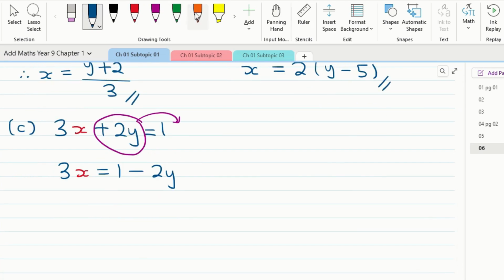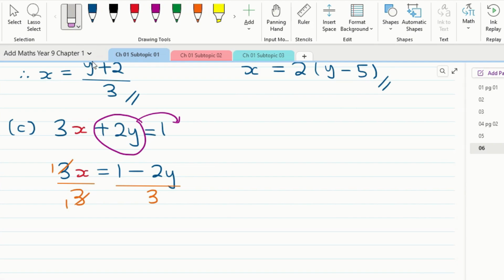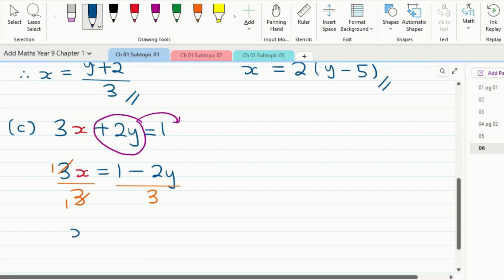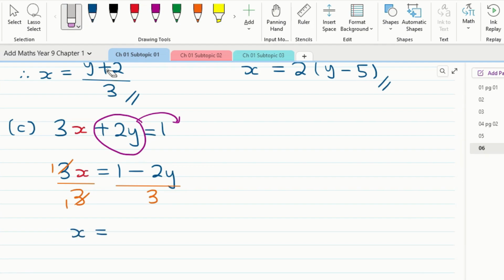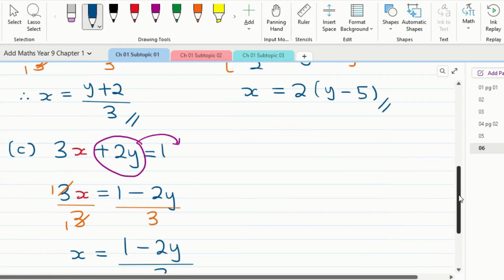And similar to the above example, you have to divide the whole thing by 3. But then on the left side, the 3x divided by 3, you will be given x. And then as for this right hand side, you can leave it as a fraction of 1 minus 2y over 3. Alright. Now, moving on to part D.